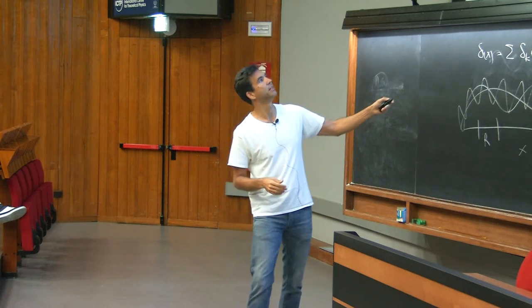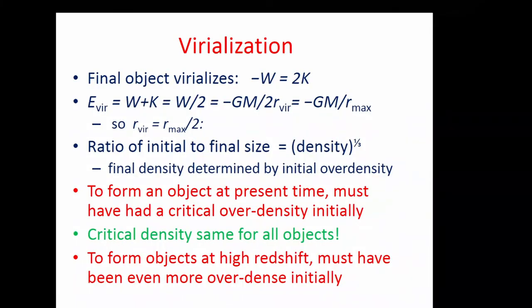That means there's a critical initial overdensity to virialize today. And that means that critical initial overdensity corresponds to a critical final overdensity today. So that means it's a fixed number that we can calculate. We'll do it in a second.